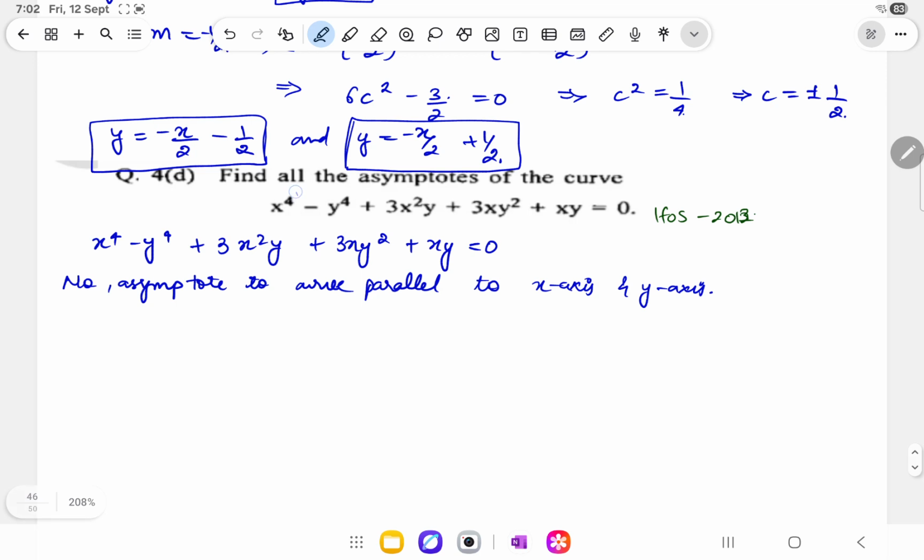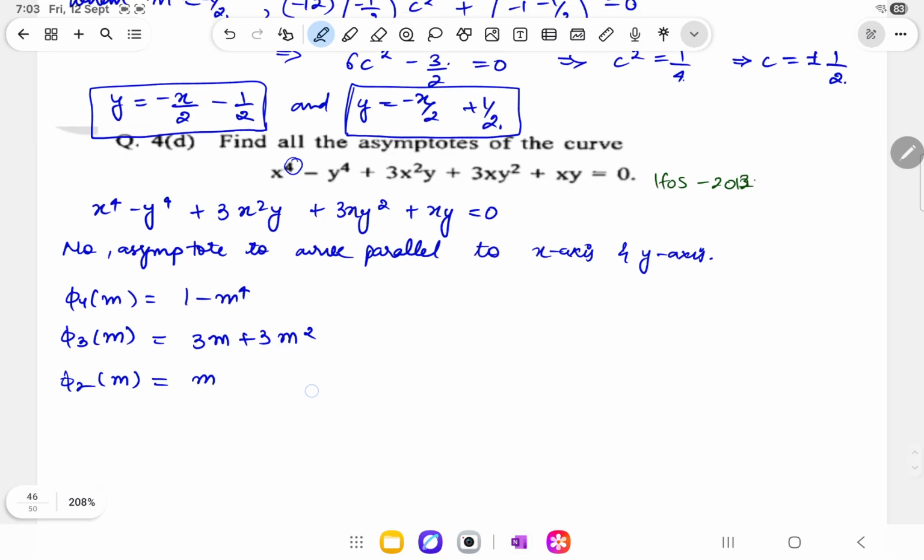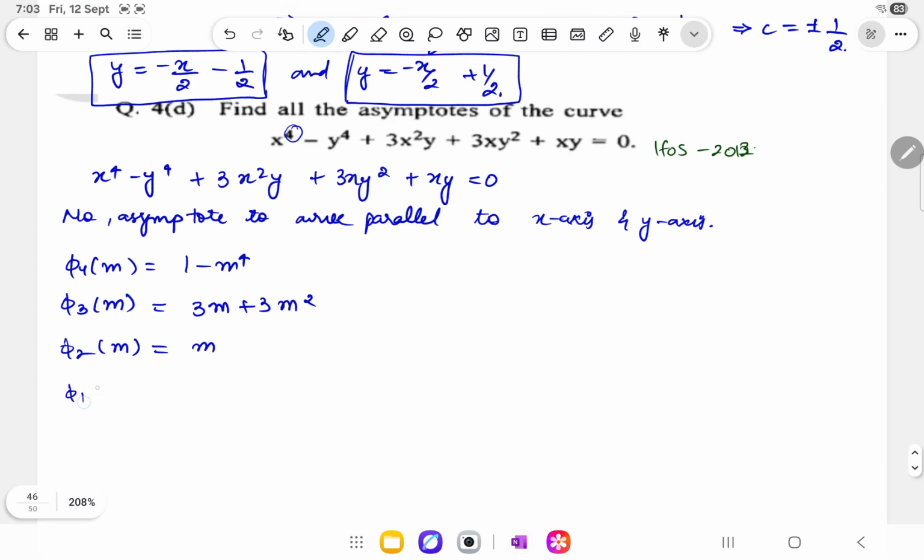Highest degree is basically 4, so let's find out phi 4, phi 3, phi 2 and phi 1. So phi 4 m will be basically 1 minus m raised 4. Phi 3 m will be 3m plus 3m square. Phi 2 m will be m only and phi 1 m will be basically 0 because there is no term of degree 1 in the given curve.